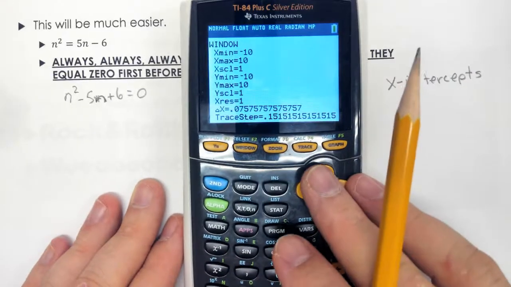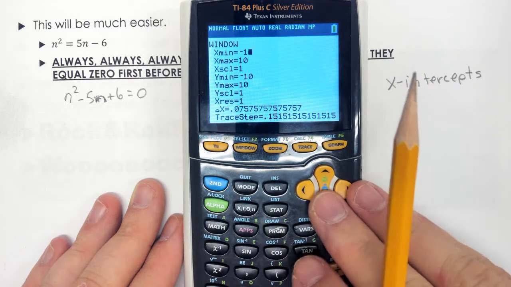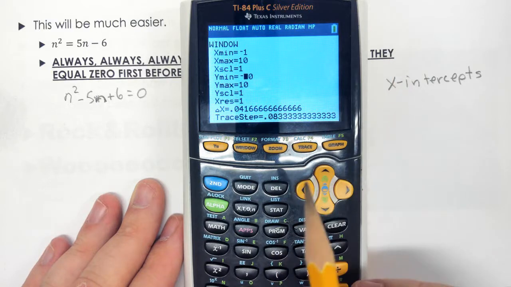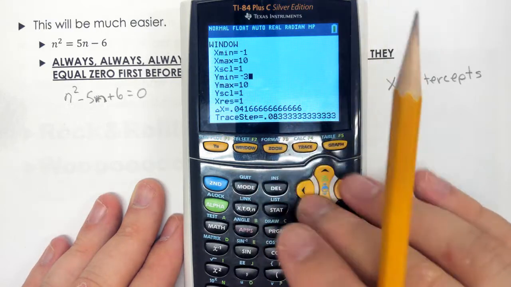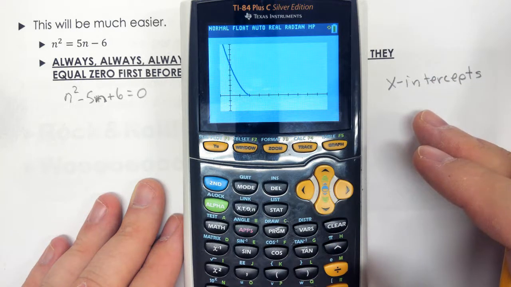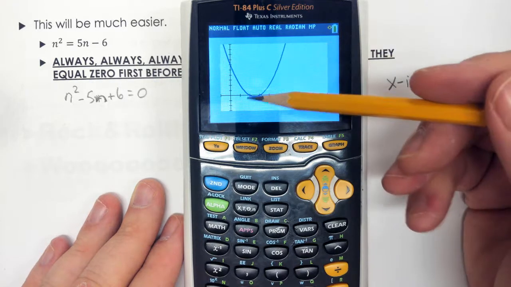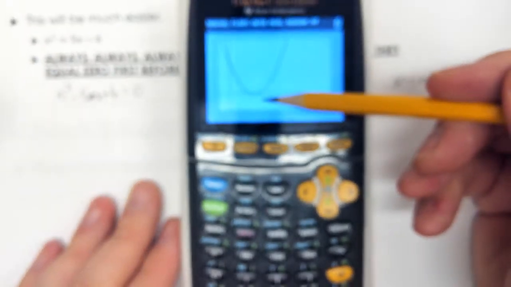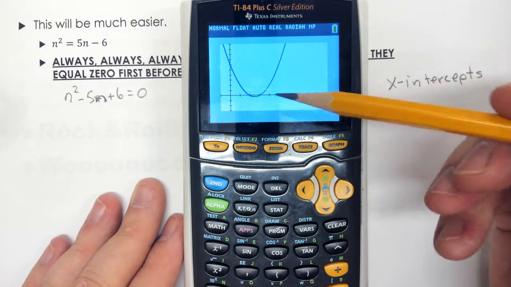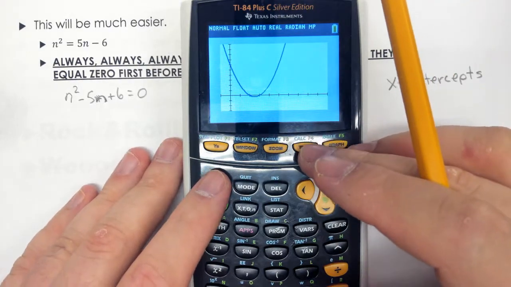We'll go from -1 to 10, and from -3 to 10, and graph it again. This is going to be a lot easier to see now. We're a little closer, so we can see here that the x-intercepts are at 2 and 3. But if I'm not 100% sure, what I can do is go to the calc trace button.